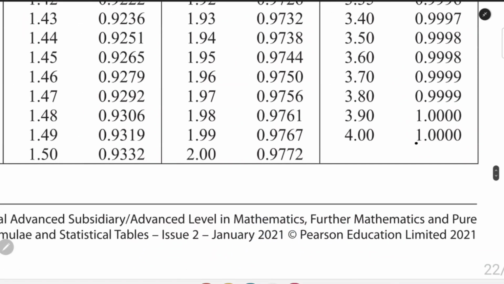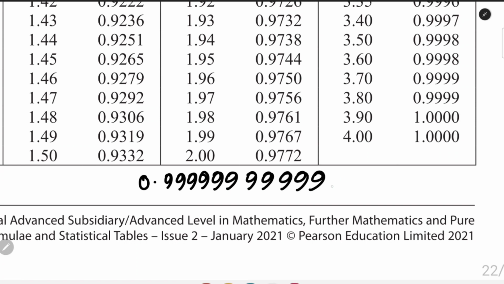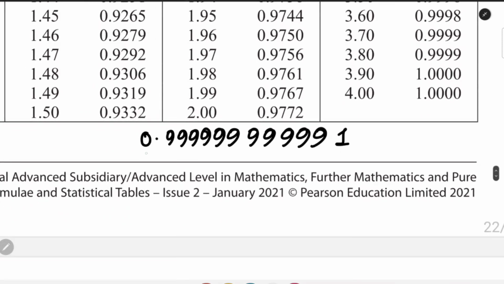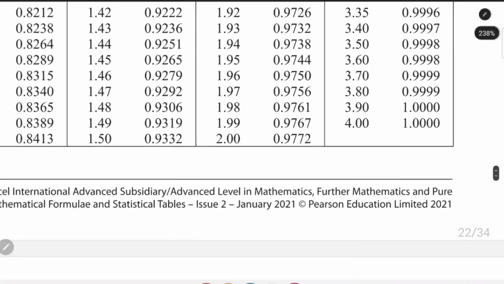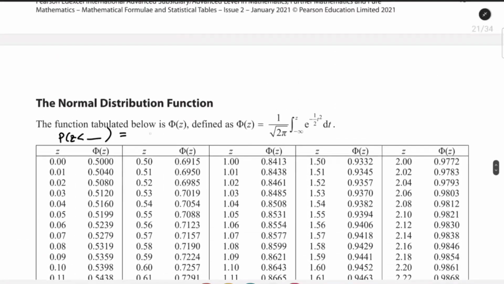This is not exactly 1. Somewhere down the line, it's something like 0.99999. So it keeps on repeating nines, and somewhere down here we have a 1. So if I round this to 4 decimal places or 5 significant figures, I'll just get 1. But this is not exactly 1, this is slightly less. So this is how we use the normal distribution table.